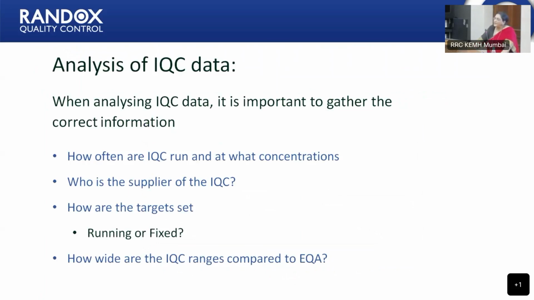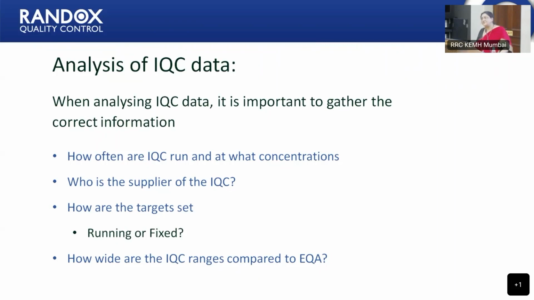Whenever we are correlating our EQA results with IQC, what is important to understand? We need to check how often the IQC was run and at what concentration. Who is the supplier of the IQC and what are the targets? Are they using manufacturer means or means set in the market? Many times it has been observed that laboratories assign their own labeling, no issues. But before assigning the labeling, you must check the accuracy of the data.